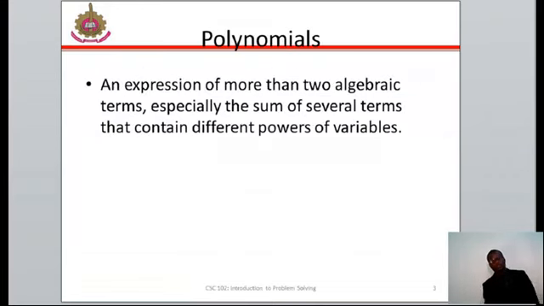First of all, what is a polynomial? A polynomial is an expression of more than two algebraic terms, especially the sum of several terms that contain different powers of variables. I said it is an algebraic term in the sense that it is separated by the signs minus and plus, and it contains several variables that have functions of power.